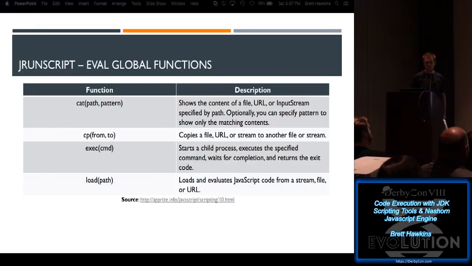So when I was looking up the different global functions, again, I was looking for something that could execute interpreted code locally or remotely, could be used as a file downloader, or could be used to execute system commands. These 4 global functions that you can pass to JRunScript do exactly that. First one, cat, says it shows the content of a file, URL, or input stream. URL being the keyword, so I'm like, oh yeah, there's a file downloader, awesome. And then the copy function says copy a file, URL, or stream to another file or stream. Again URL, so I was like, yes, another file downloader, awesome. And then the exec function was pretty straightforward. You can start a child process, whatever you want to put in there.